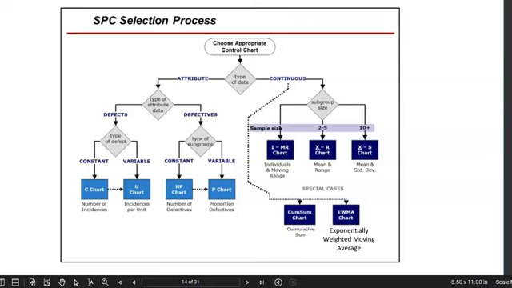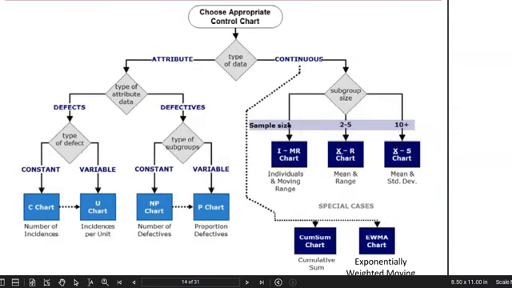Most of the stats packages, though, when you highlight the data, will internally run through a tree diagram like this and make the decision for you. But it's nice to know how they're making that decision. The first thing that the software does is take a look at what type of data. Are we talking about continuous or discrete data? Most of the time, we're taking a look at continuous data, at least in our process improvement coursework.